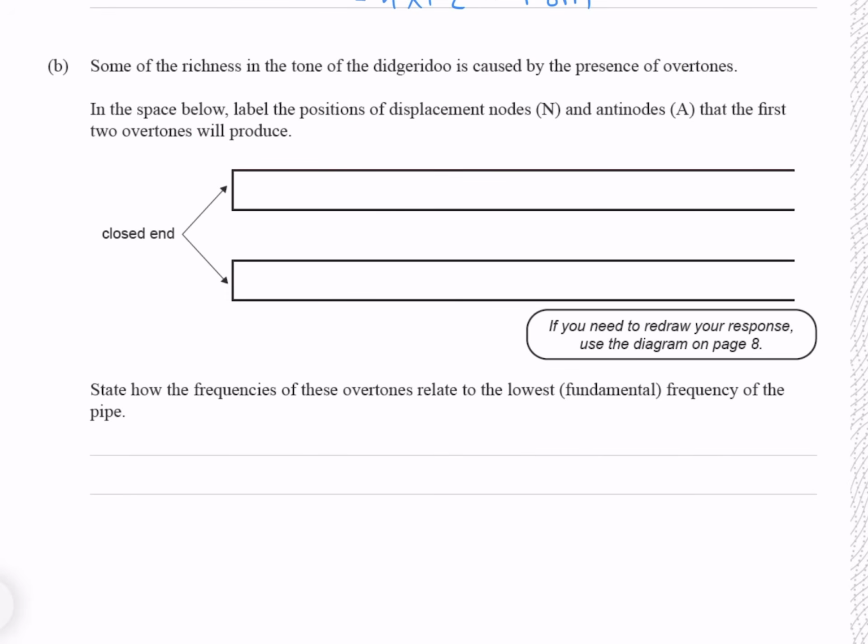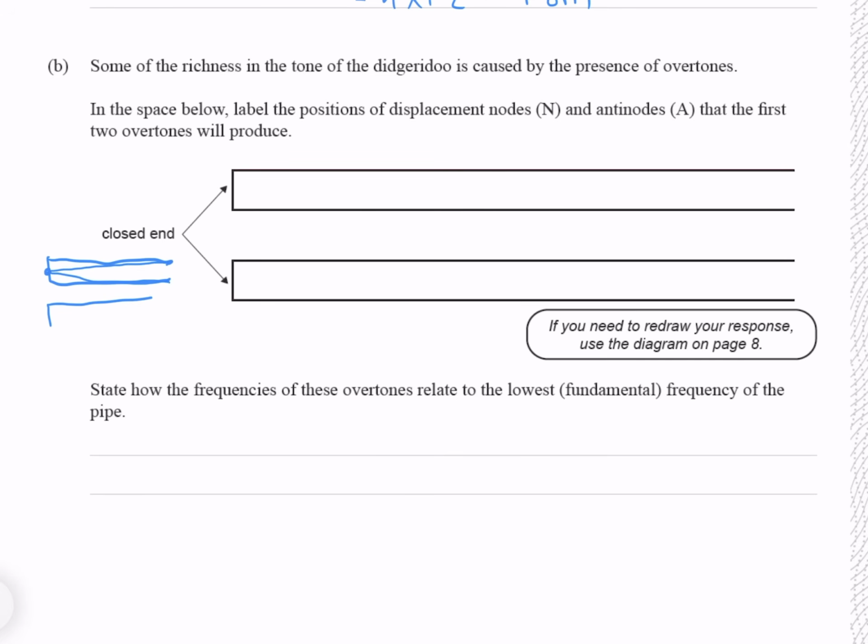Some of the richness in the tone of the didgeridoo is caused by the presence of overtones. In the space below, label the positions of displacement nodes N and antinodes A that the first two overtones will produce. And so our first harmonic has a node at the end, we always have a node at the end, and an antinode at the opening.